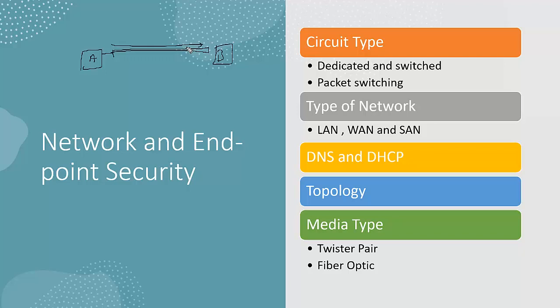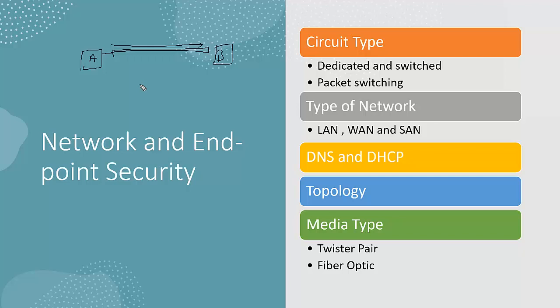Second is called a switched circuit. The example of a switched circuit is you dial the person's number, you temporarily establish the connection, you're done and you finish. You can discard the connection. So that is the difference between the dedicated and switched circuit.